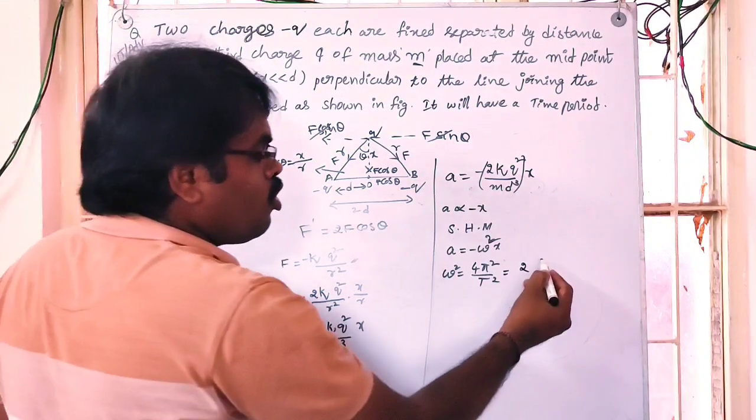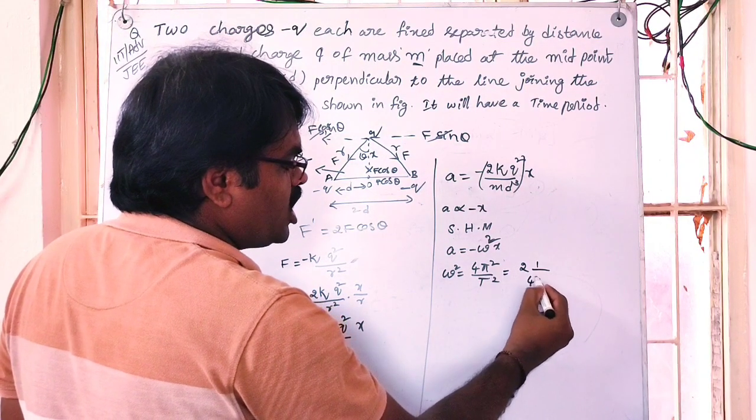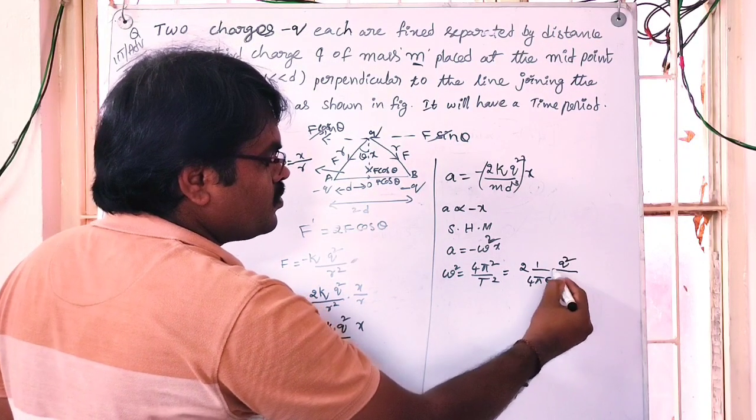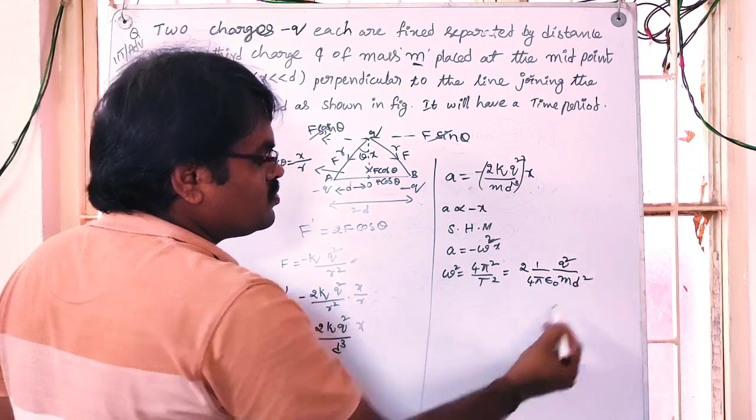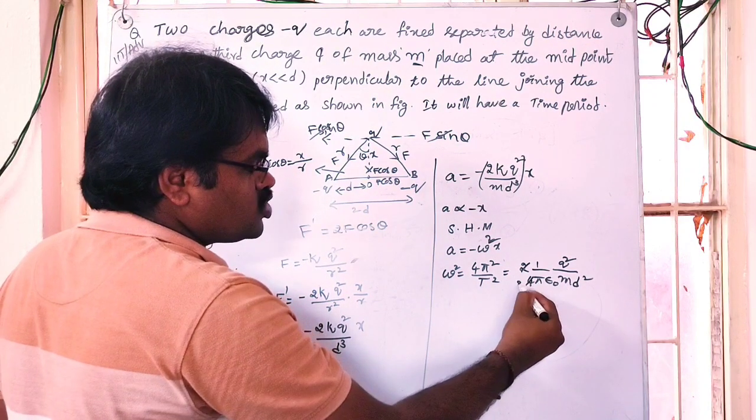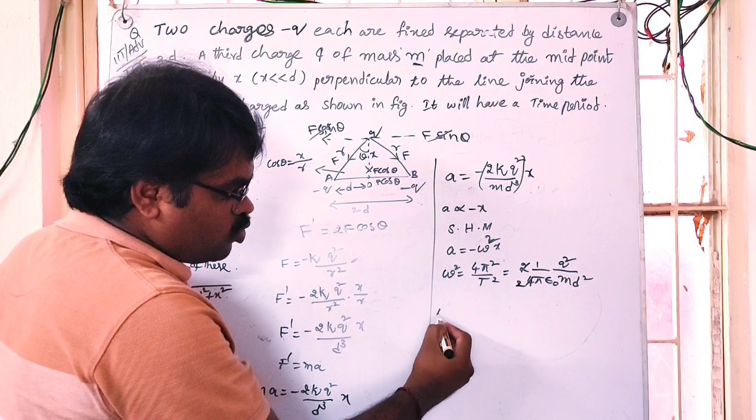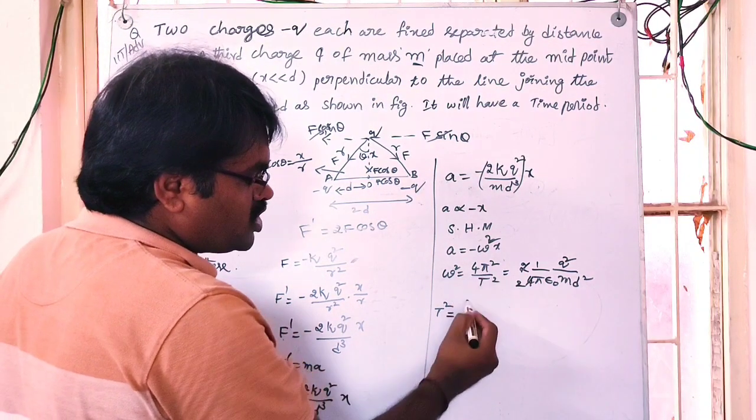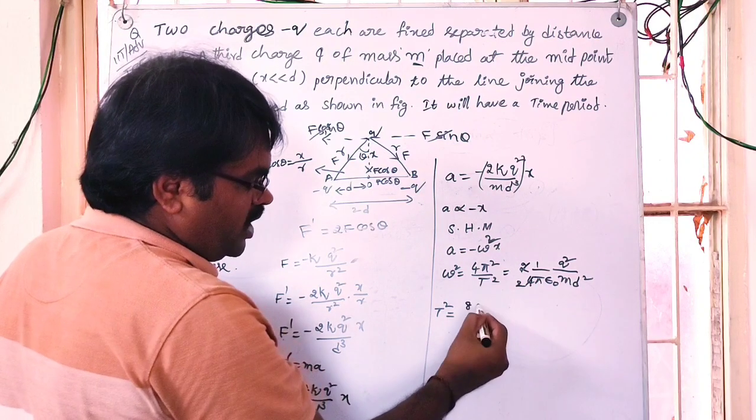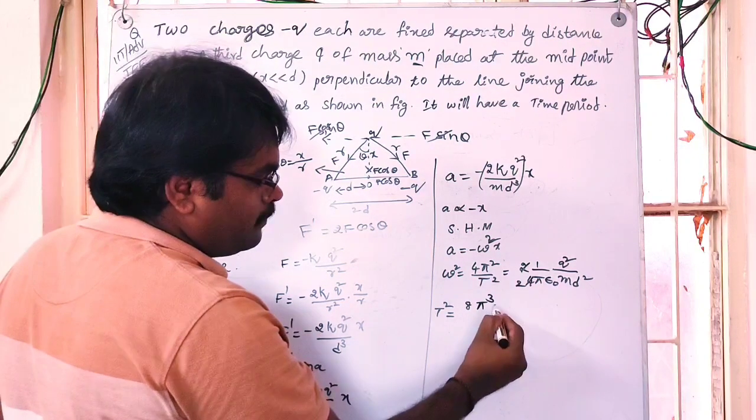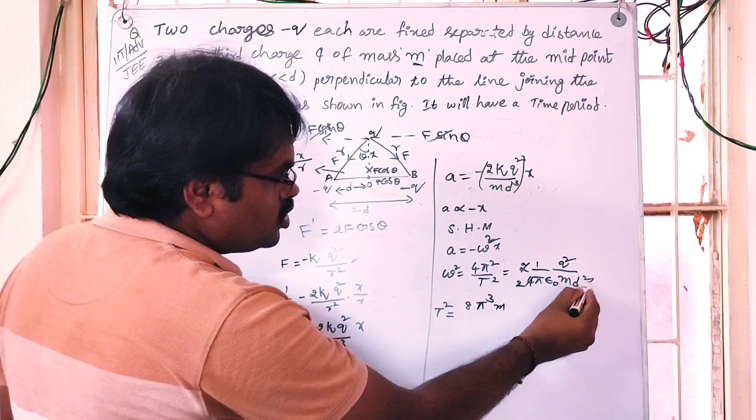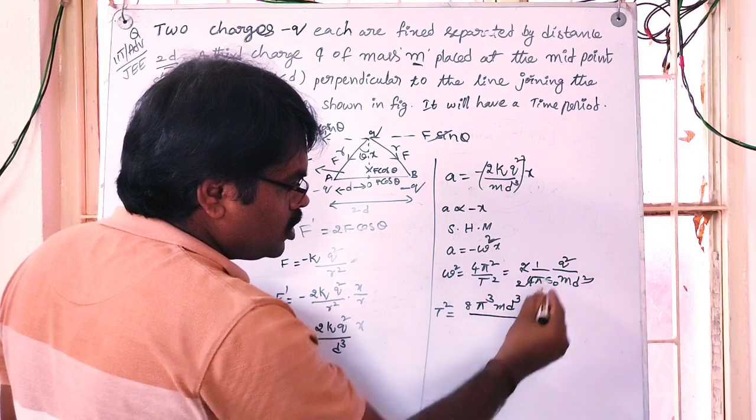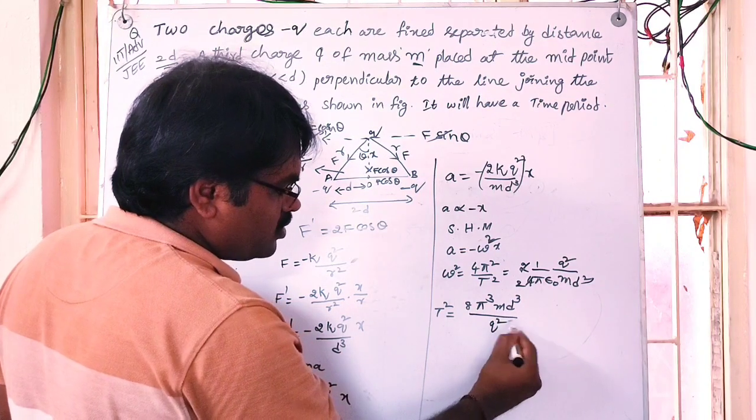2k, where k is 1 by 4 pi epsilon naught, into q square by m d cube. Then it is cancelled to 2 0. We want the T square. What we get? T square is equal to, by cross multiplication, 2 4s are 8, pi square into pi cubed m into d cubed by q square.